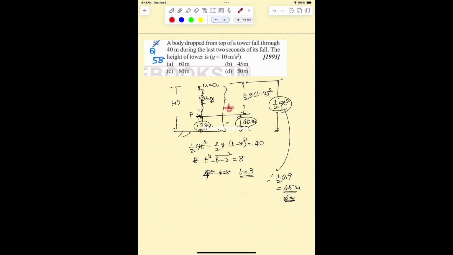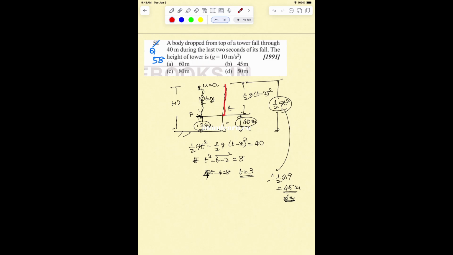Okay, we do not know the total time of fall. Let's call it t. Then the height can be calculated as half g t squared if you assume the unknown t. Therefore, let the total time of fall be t. Now this is the last 2 seconds here, so the time of fall until this height is going to be t minus 2.